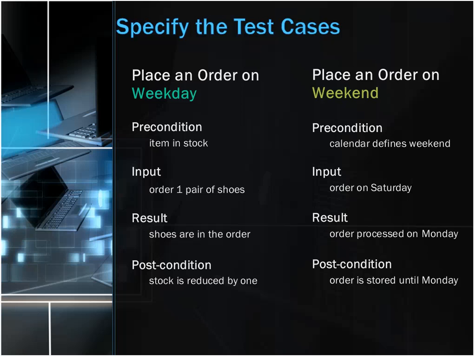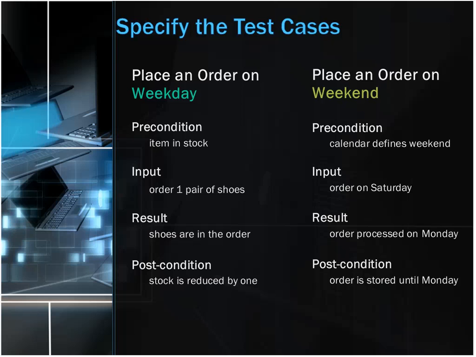On the right-hand side, I'm going to place an order on a weekend. My precondition in this case is that the calendar has to define what a weekend is. I'm going to have the input to order on a Saturday, and my result is that that order gets processed on Monday. My post condition after running this test is that the order gets stored in the system until Monday. So both of those test cases have all 4 pieces.